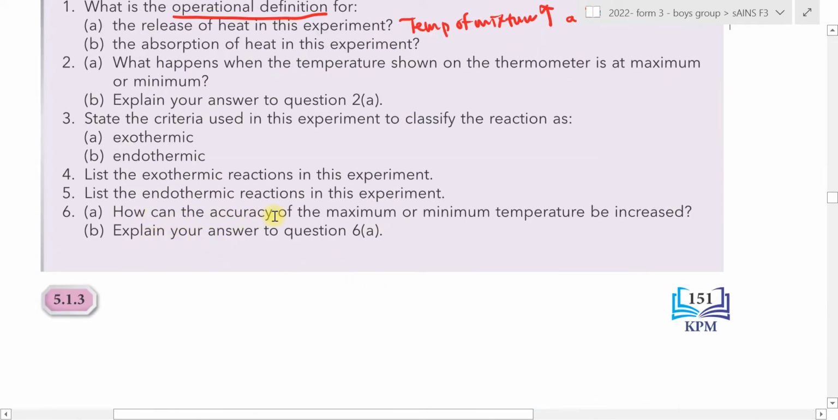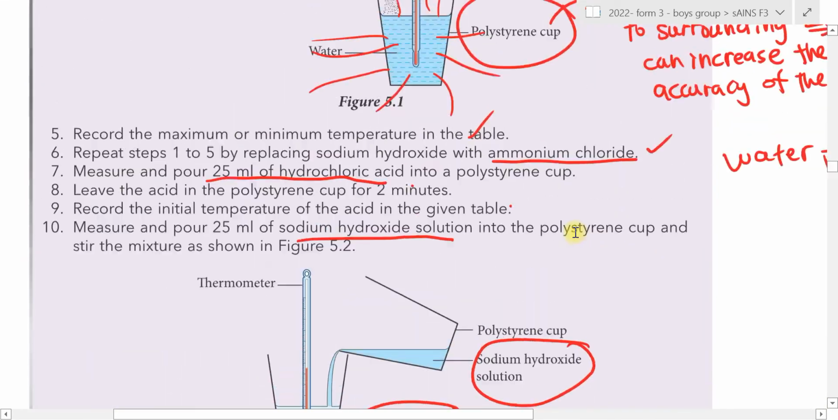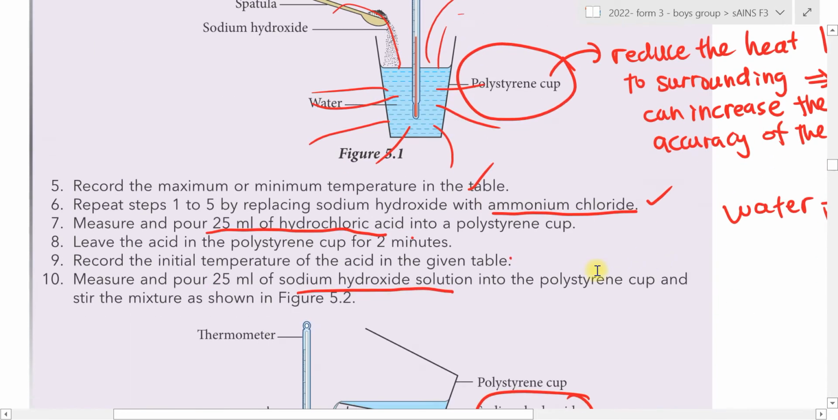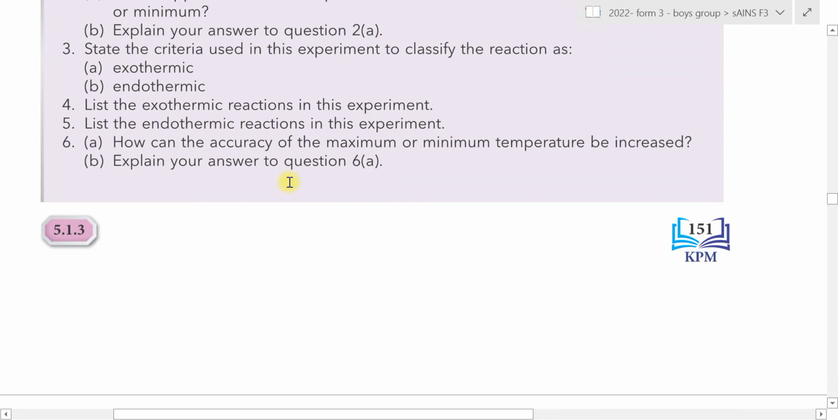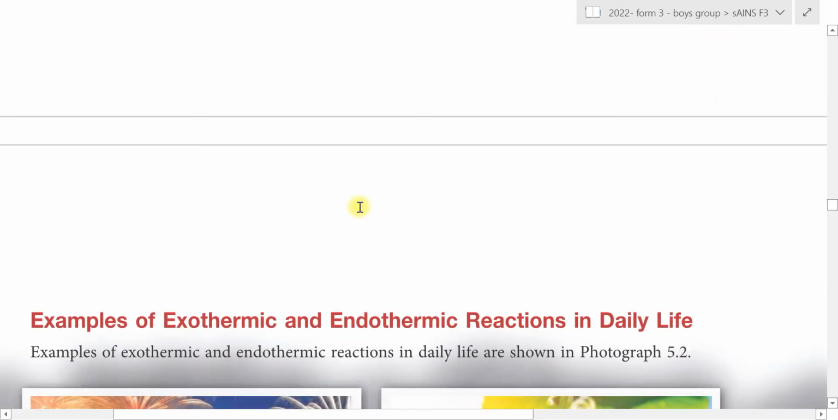How can the accuracy of the maximum or minimum temperature be increased? I just told you how you can increase it even more. You can wrap the polystyrene cup with a piece of thick towel. This will reduce the heat loss to the surrounding and increase the accuracy of the reading. That's how you explain. Don't worry, we will repeat this question in our exercise.